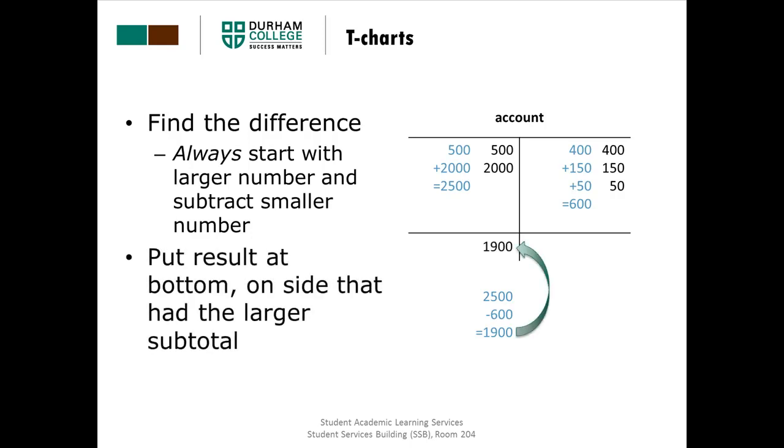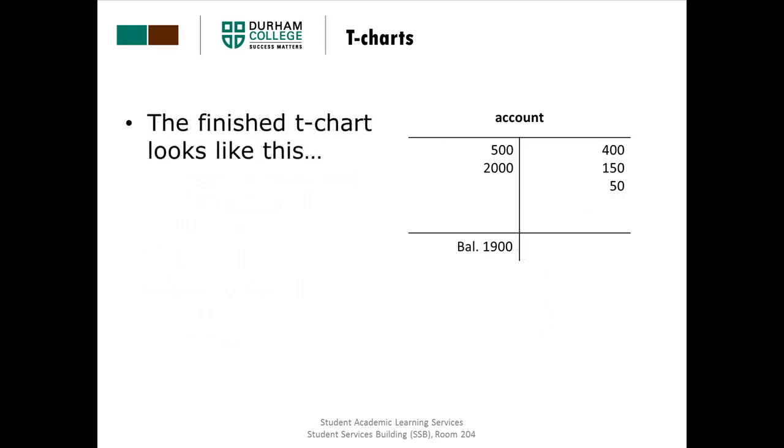Lastly, we take the result and put it at the bottom of the T-chart on the side that had the larger subtotal to start with. The finished T-chart would look like this.